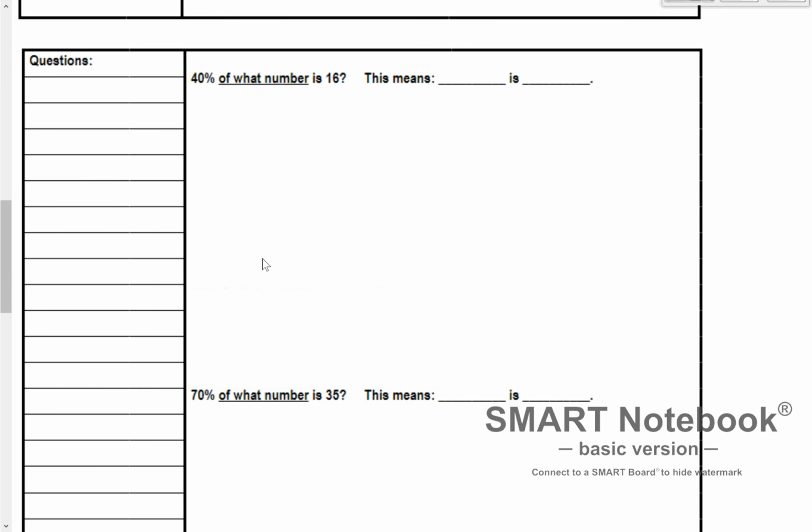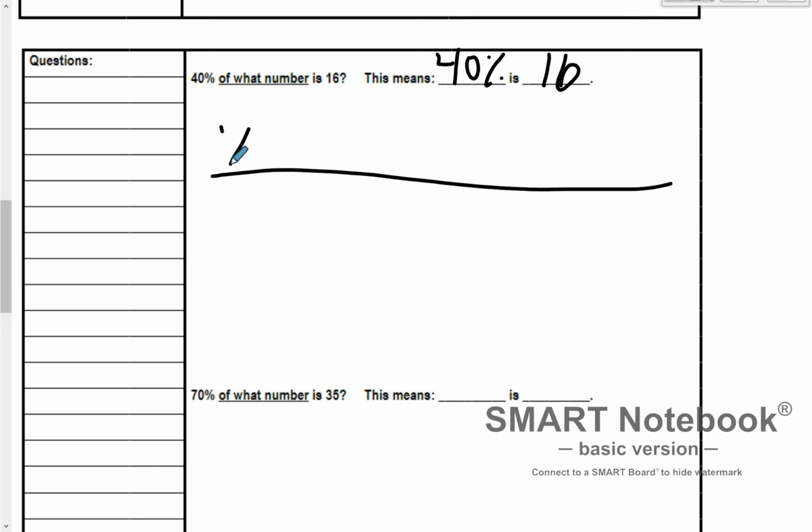Let's do a 40%. Again, if you're feeling comfortable, go ahead, pause this video, and you can just resume it to check. 40% of what number is 16? So 40% is 16. So we're going to set up that table. Percent, number. I have 40% is equal to 16.